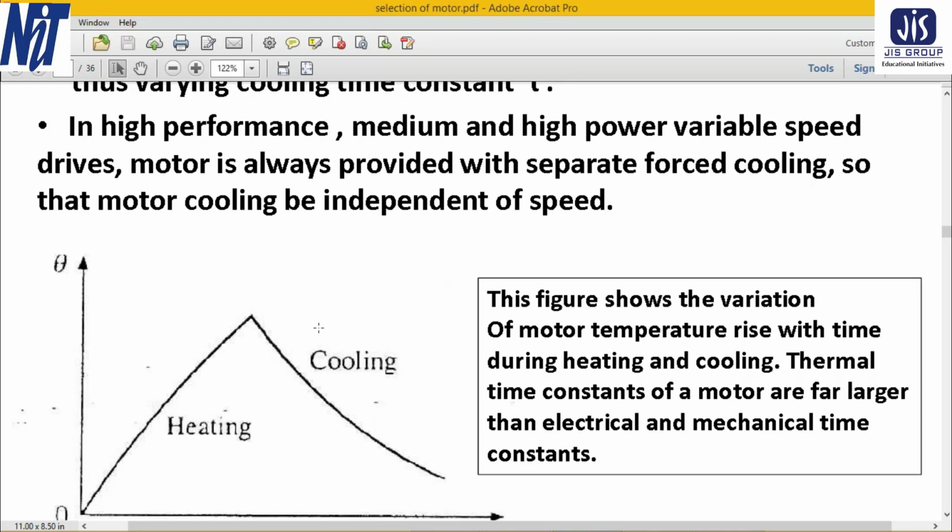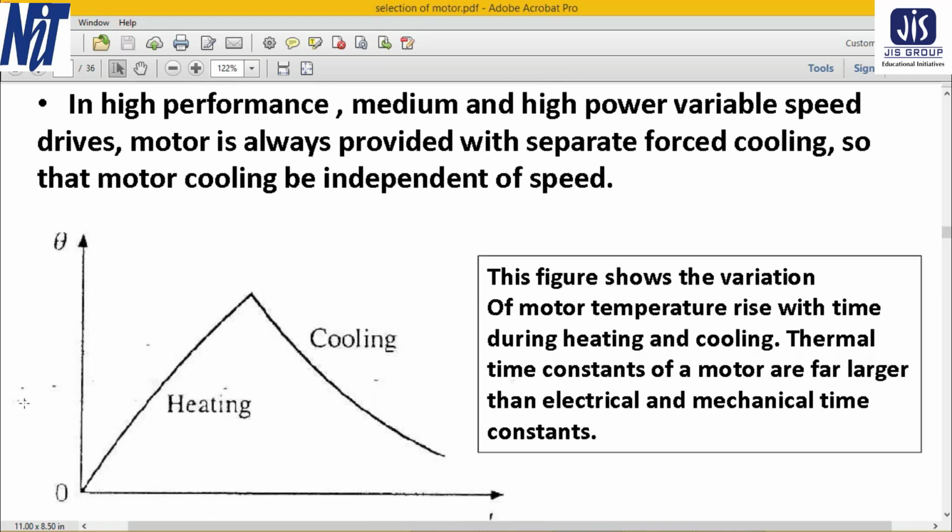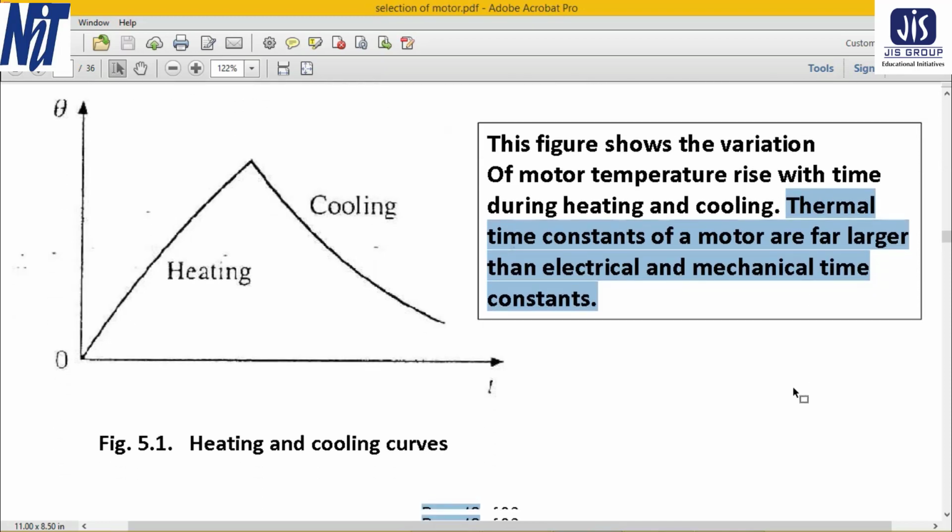So this figure shows the variation of the motor temperature rise. This is heating and this is cooling. The thermal time constant of a motor is far larger than the electrical and mechanical time constants. So this is the main thing we should again remember, that the thermal time constant of a motor is always far larger than the electrical and mechanical time constants.